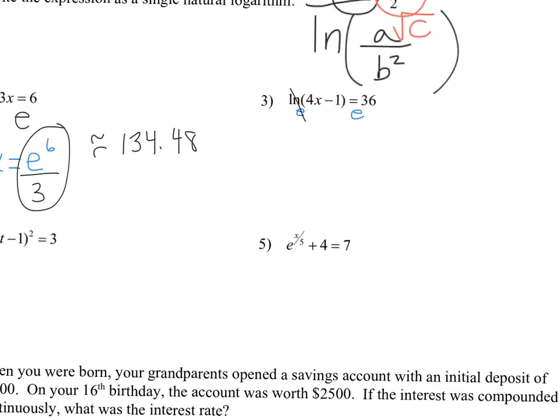So now you have 4x minus 1 equals e to the 36th power. So to solve for x, you're going to add 1 and then divide by 4. So it's e to the 36th power plus 1, over 4. This is going to be a huge number, so I'm just going to leave it exact like this, because e to the 36 is going to be a very large number. Because remember, e is almost 3, so 3 to the 36 is going to be a large number.